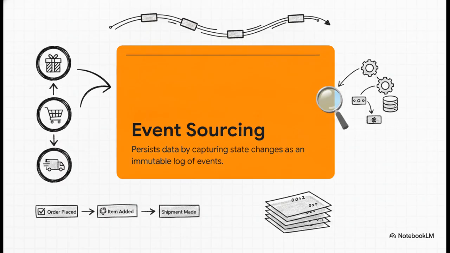Take an e-commerce app, for instance. Rather than just saving a final shipped status, we store the entire journey: order placed, then item added, then shipment made. By replaying that event log, you can perfectly reconstruct the state of the application at any exact point in history.